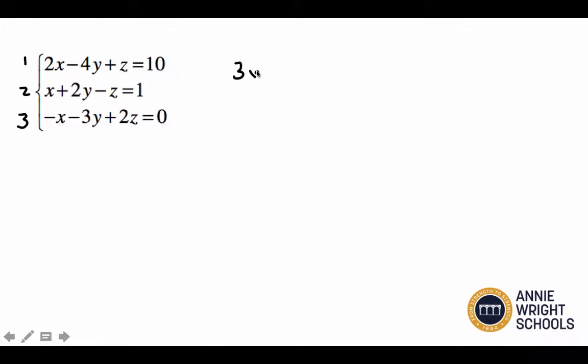I'm going to get 3x minus 2y equals 11. Good. 2x plus x is 3x, minus 4y plus 2y is negative 2y. z plus negative z, 0. That's why we did it. And 11. Now I'm going to multiply this second equation by 2.